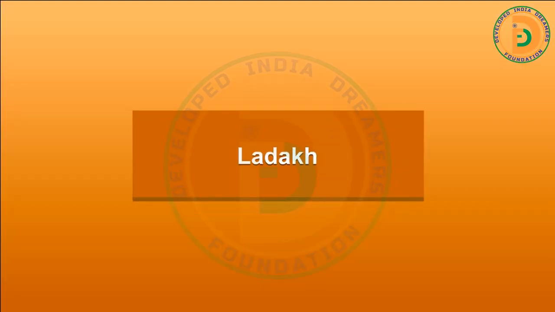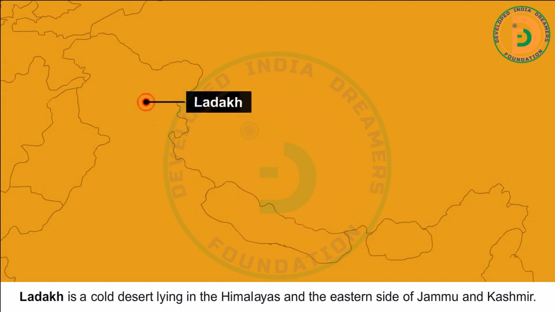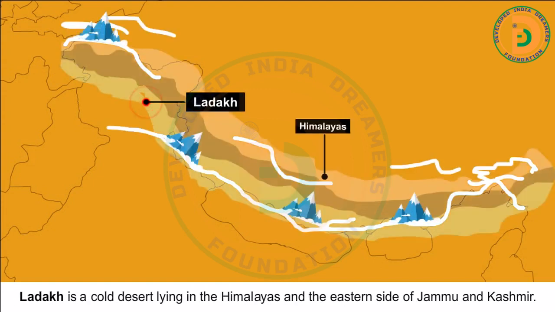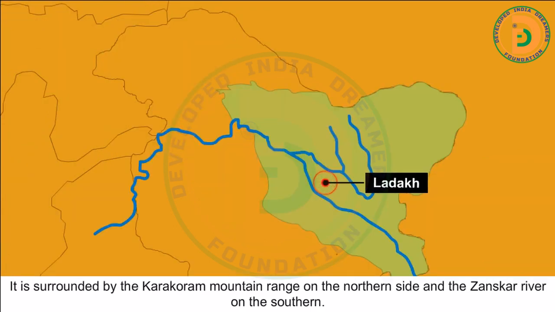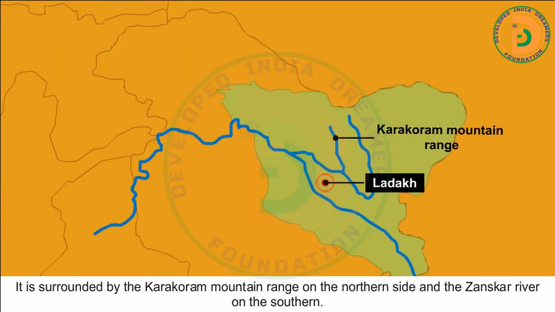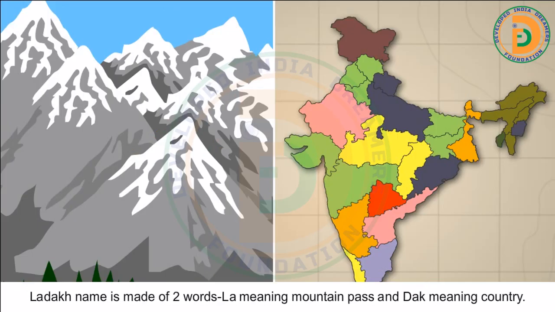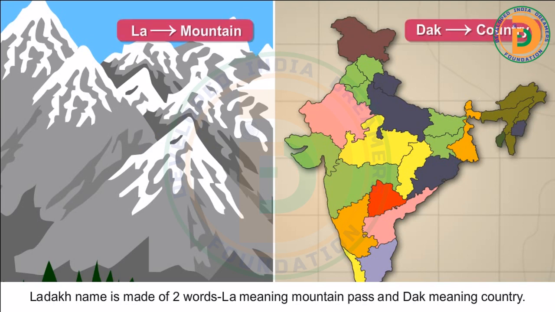Ladakh. Ladakh is a cold desert lying in the Himalayas and the eastern side of Jammu and Kashmir. It is surrounded by the Karakoram mountain range on the northern side and Zanskar River on the southern. Ladakh name is made up of two words, La meaning mountain pass and Dak meaning country.